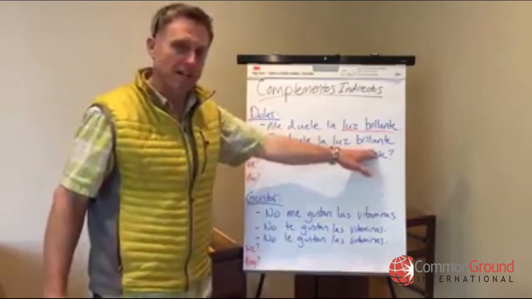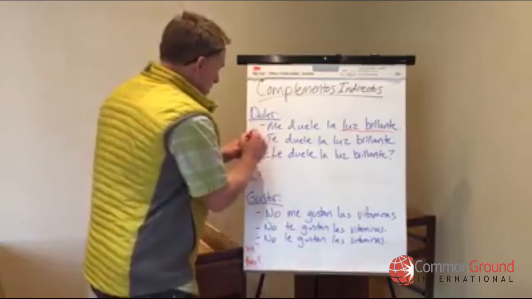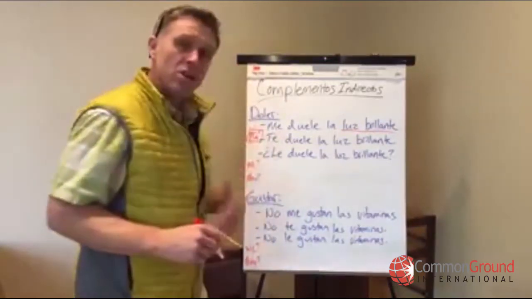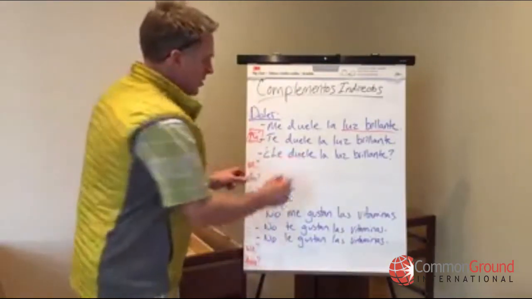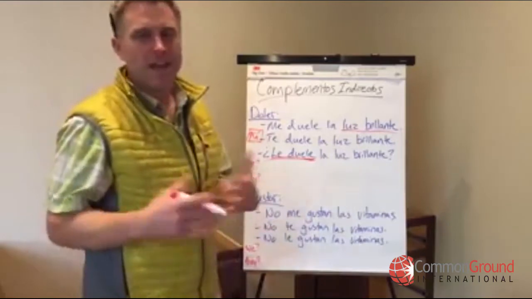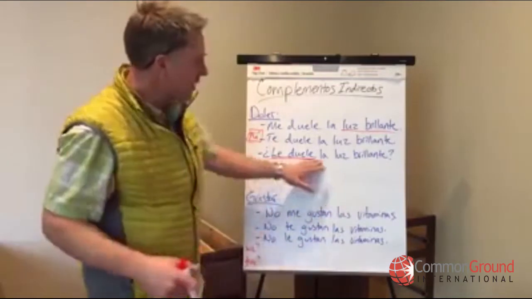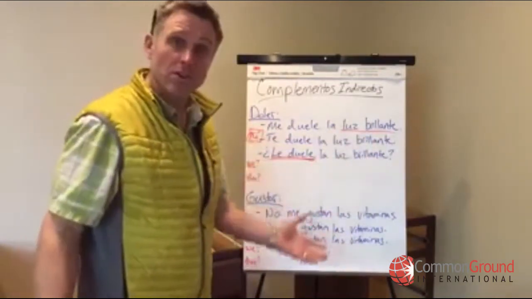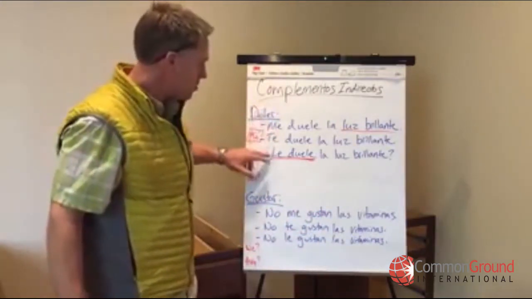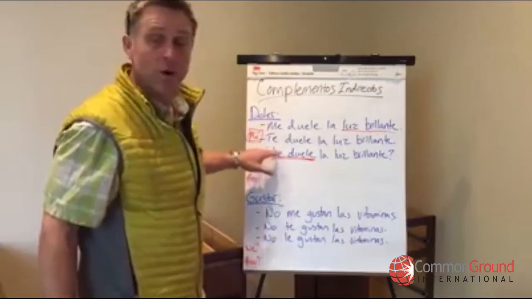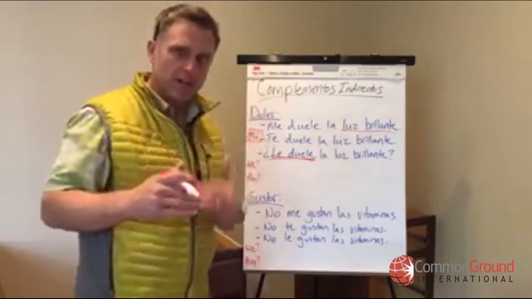Te duele la luz brillante. Bright lights cause pain to you. Te, this is the tú form, so the informal you, right? So te duele. And then a question, ¿le duele? You're probably familiar with this. It's just like asking tiene dolor, but it's le duele. Does this or that hurt, ¿verdad? ¿Le duele la luz brillante? Do bright lights hurt? Bien. So we've got hurt me, hurt you, and could be hurt you, usted, or hurt él or ella, right? Because the le is going to always match up with usted, él, or ella.